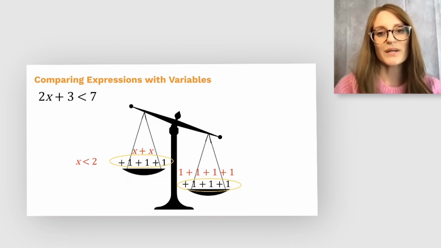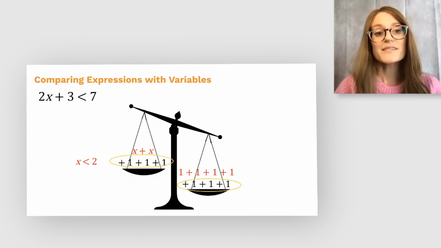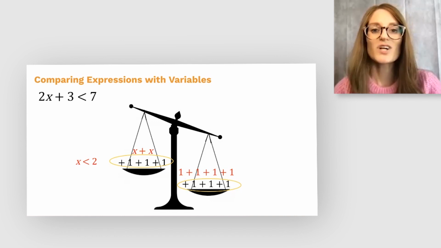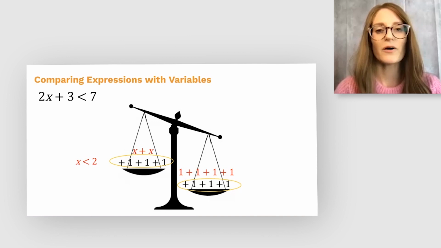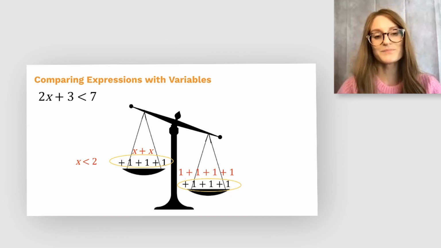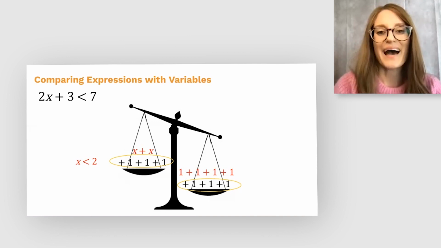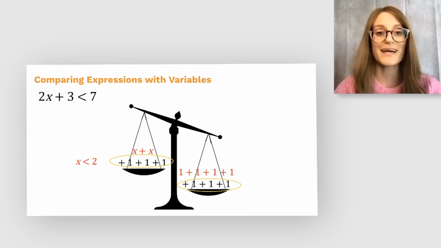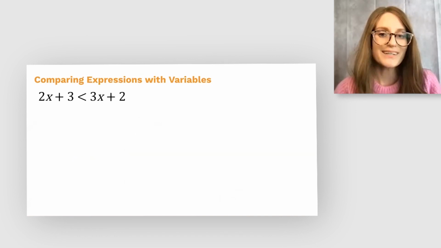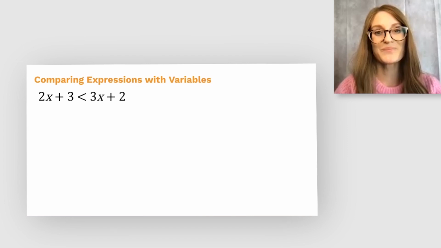Because 2x plus 3 is a quantity that can vary, this inequality describes a comparison that is true for an entire set of values. We were able to determine which values by looking inside of 2x plus 3 and 7 to determine which parts of these amounts account for the differences in their values. Let's take a look at what happens when we compare two quantities that can vary. 2x plus 3 is less than 3x plus 2.